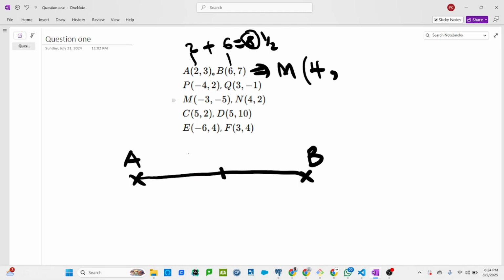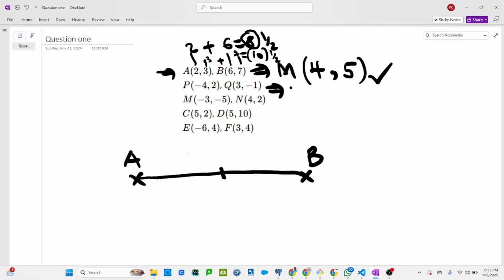Do the same thing for the y. The y value for A is 3. The y value for B is 7. So 3 plus 7 will give me 10. When I halve the result, I have 5. Now this is the answer for the middle point. So the middle point for this first segment is M with coordinates 4 comma 5. Let me try the second one, then you will finish the rest for me.